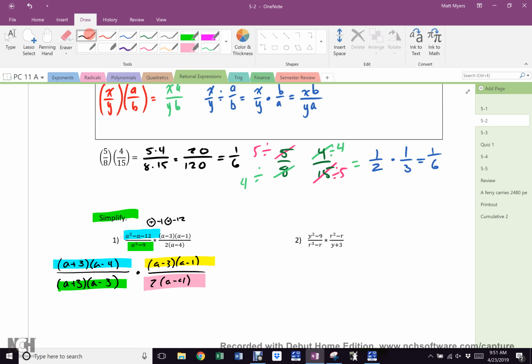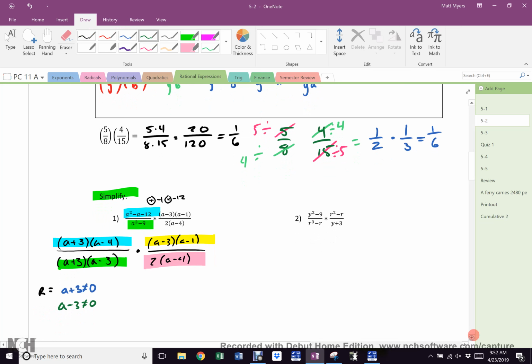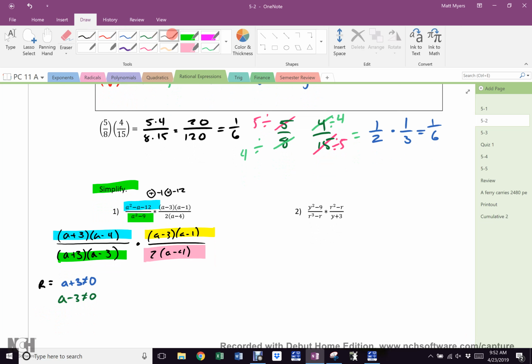So, where here, in what colors am I worried about restrictions? Pink and green, because those are the only places where there's something not allowed to be. What's not allowed to be on the green and pink bars? 0. So, I check my restrictions, and they are as follows. A plus 3 can't equal 0. A minus 3 can't equal 0. And A minus 4 can't equal 0.